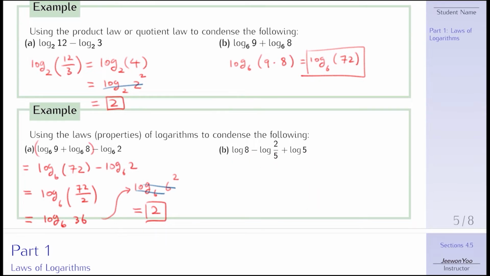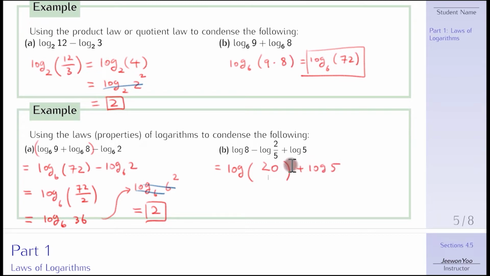Let's solve this expression here. Log 8 minus log of 2 over 5. You can use the division using quotient law. But 8 divided by 2 over 5 is equal to 8 times by 5 over 2, which is 40 over 2. Like this. But 40 divided by 2 is what? 20. Like this. And then finally, log 20 plus log 5.